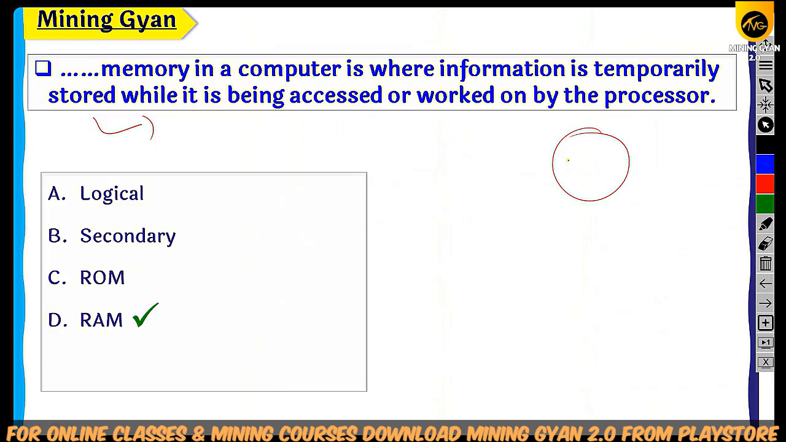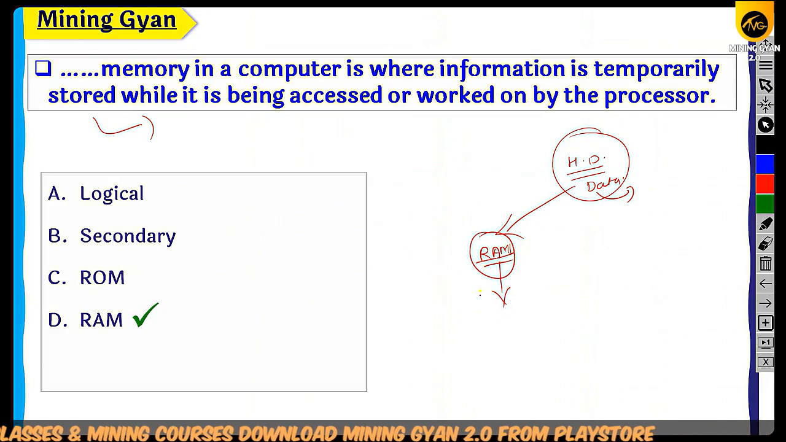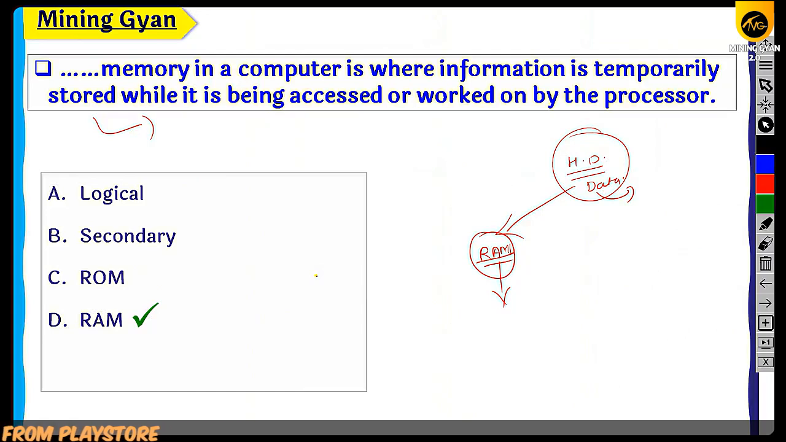Suppose there is a hard disk, and there is a lot of data stored in the hard disk. If you want to process or execute the data which is stored in the hard disk, we have to restore it in the RAM so that the processor can access this data. That's why RAM is the kind of memory where the information is temporarily stored at the time of being accessed or processed.